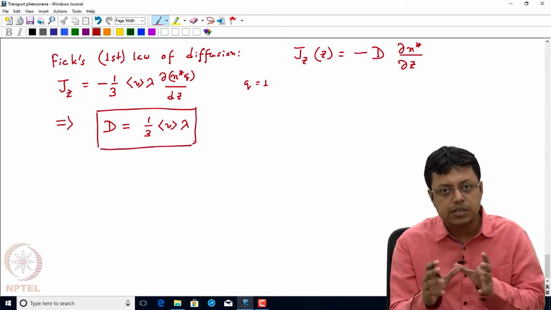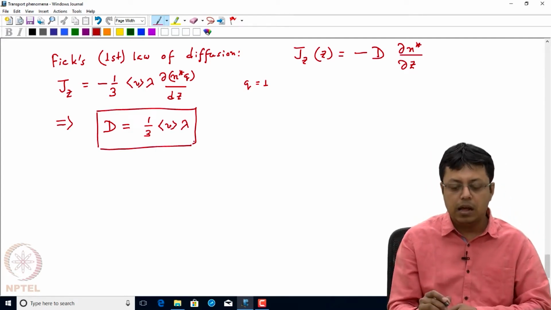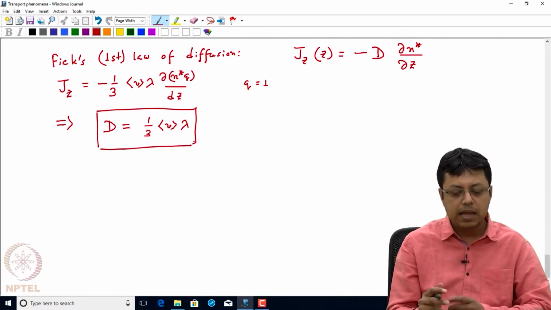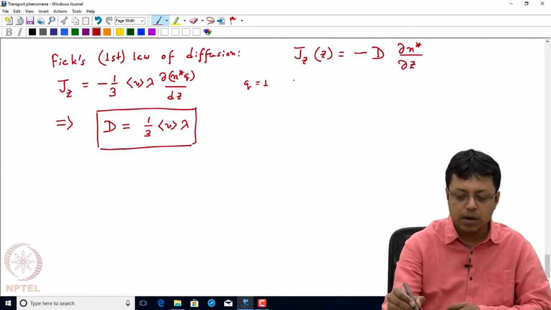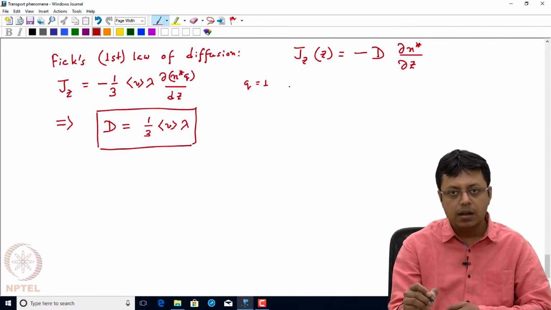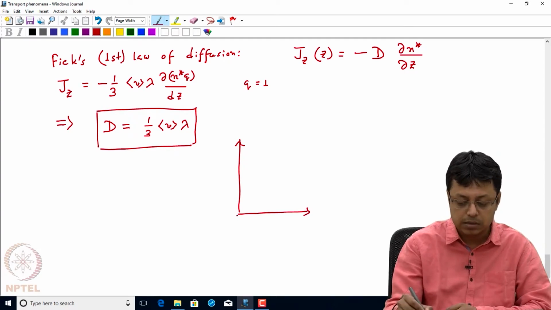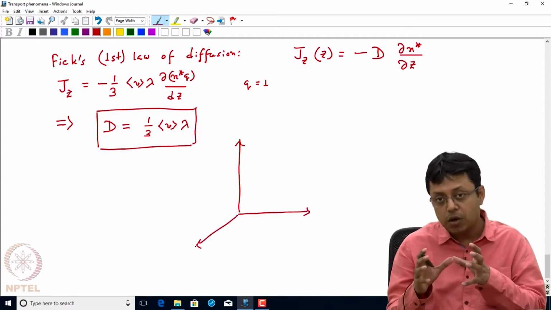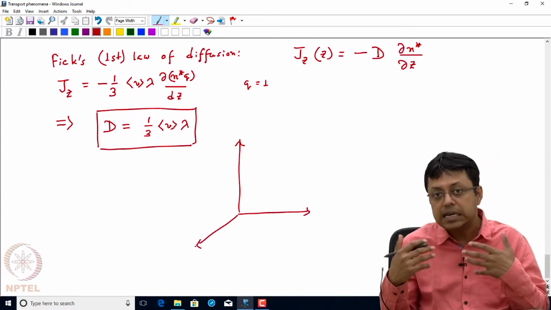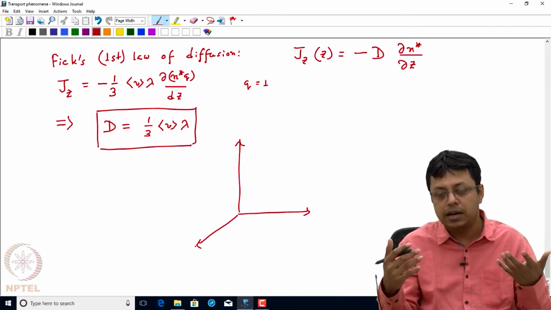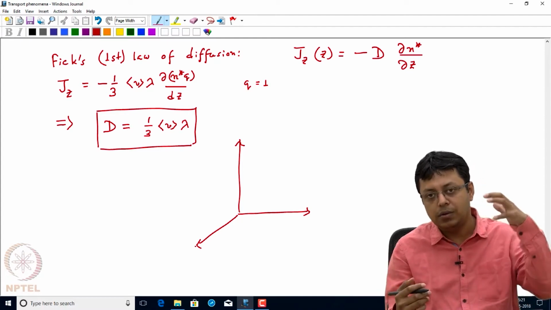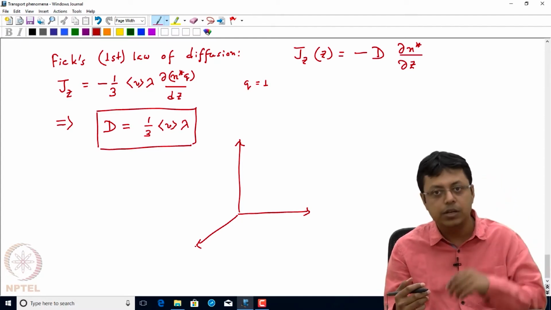Now the interesting situation will happen when we say that this quantity, the gradient, is also varying with time. Why does this happen? Because among all the examples we told so far, this is the only example where the n star itself has a gradient. And the particles, or the molecules, are moving.